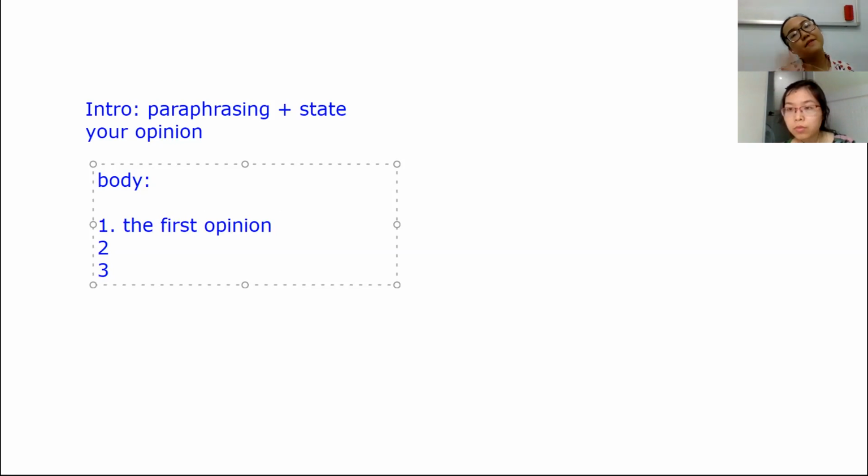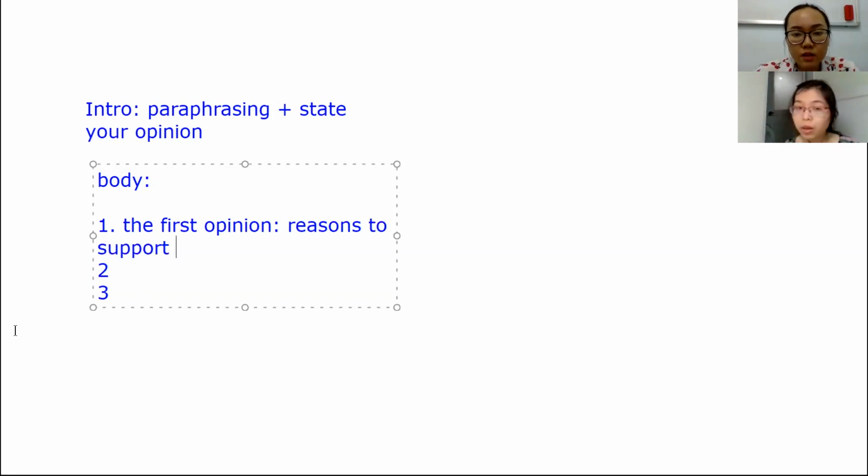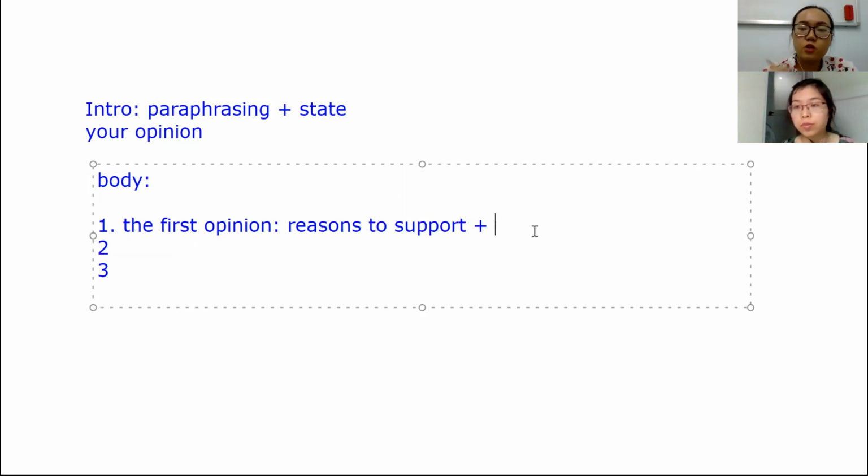So remember that every type of question, they have only one formula. Okay? So you have the first opinion. So when you state your opinion, it's like a luận điểm in Vietnamese. Okay? So you have to have reasons to support your idea, right? And then after the explanation, after you show them why you choose this, why you think this way, then you will give them an example. Yeah.